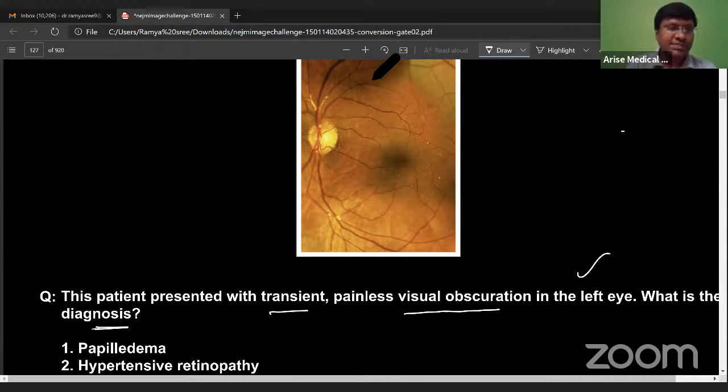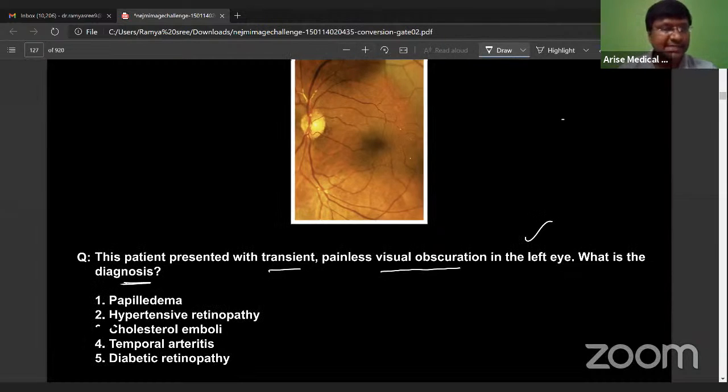Very good. So Santosh again has answered. Very good, Santosh. So the answer to this particular question is the presence of the cholesterol emboli. Sir, where are the cholesterol emboli? I'll just round it off. This is the cholesterol emboli. The yellow colored dots, whatever you are seeing within the retinal vasculature, these are your cholesterol emboli.